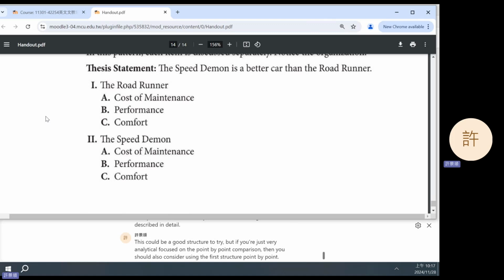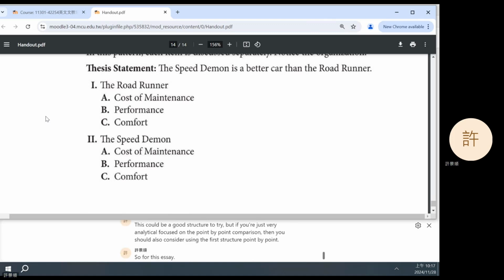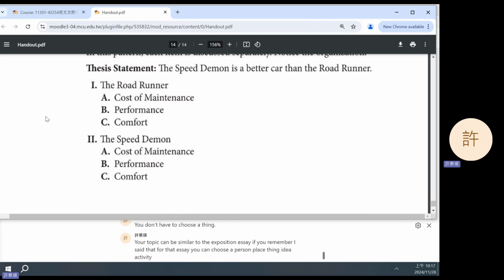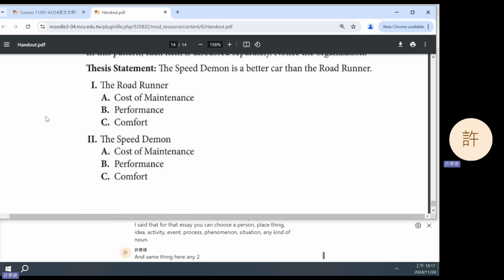So for this essay, you don't have to choose a thing. Your topic can be similar to the exposition essay. If you remember, I said that for that essay, you can choose a person, place, thing, idea, activity, event, process, phenomenon, situation, any kind of noun. And same thing here, any two nouns. You might be surprised at how any two things can be compared. Literally any two things. In fact, why don't we try it right now?